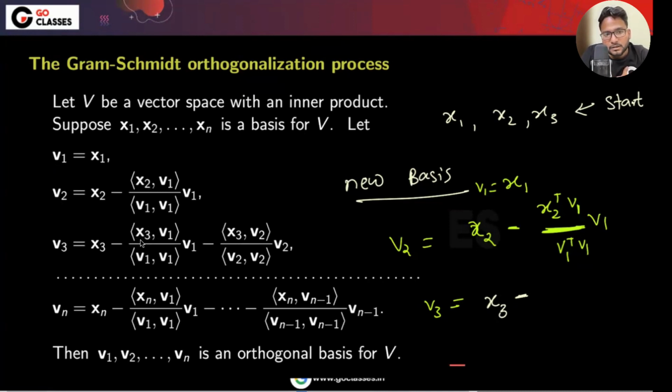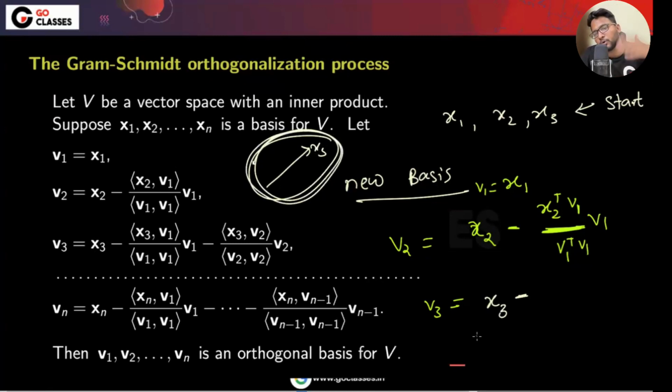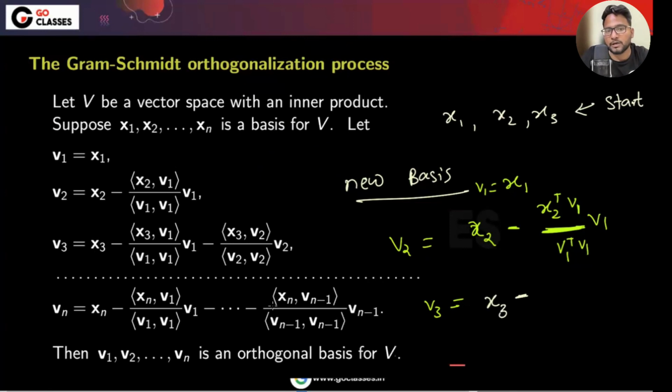The pattern is that something that is aligning with v1 will be divided by v1 transpose v1, then v2 transpose v2, and then the projection, the dot product of x3, because x3 is something from which we want to remove the projection onto v1 and onto v2 also. So basically you will be removing like this.